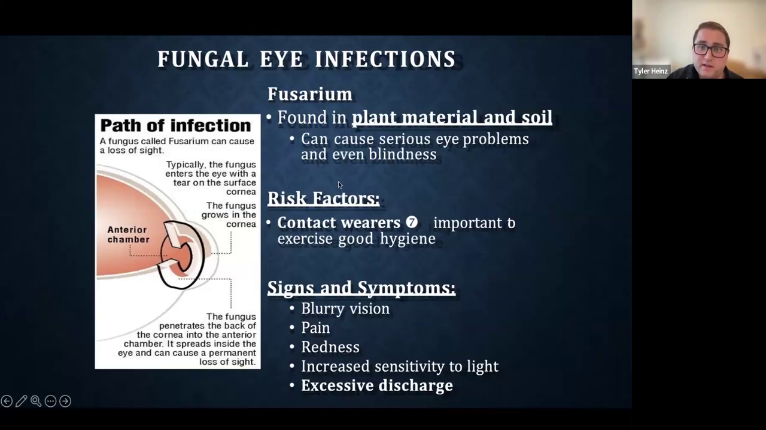And that's why contact lens wearers are at an increased risk, because they oftentimes scratch their cornea very slightly, but it is an opportunistic infection that could set in as soon as you scratch that cornea. And again, this Fusarium, if it penetrates the eye into the cornea, the back of the cornea and the anterior chamber, it can cause permanent loss of sight.